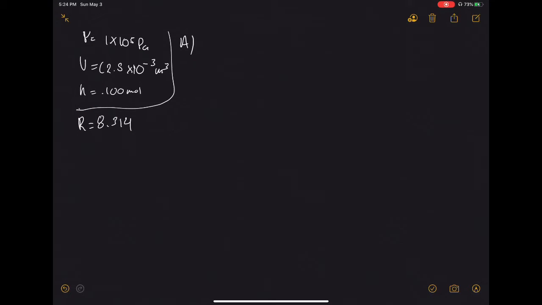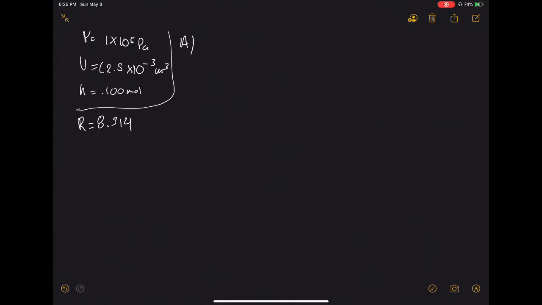Okay, for this video it says a cylinder contains 0.100 mole of an ideal monatomic gas. Initially the gas is at a pressure of 1 times 10 to the 5 Pa and occupies a volume of 2.50 times 10 to the negative 3 meters cubed. So I wrote down all the information, the pressure, the volume, and the moles, and also I wrote down the R, which is a constant, 8.314.